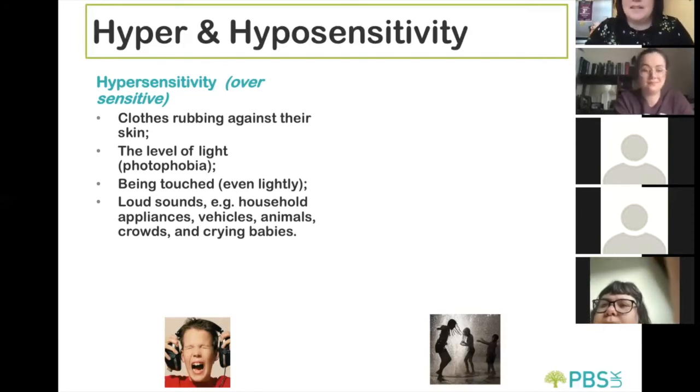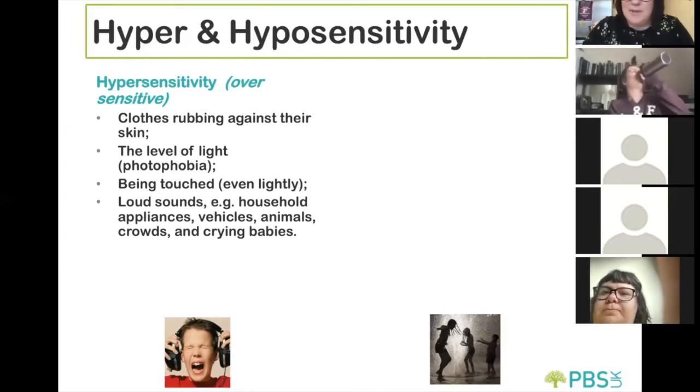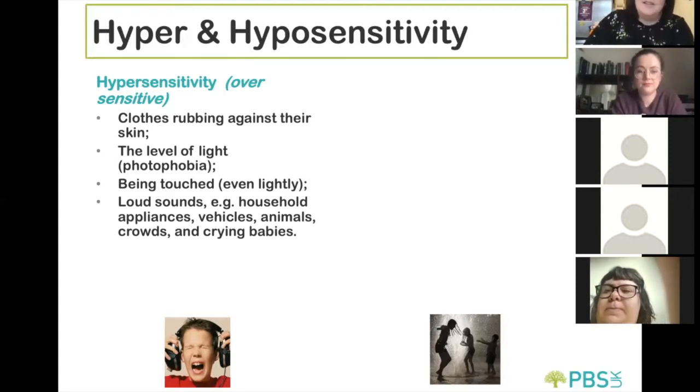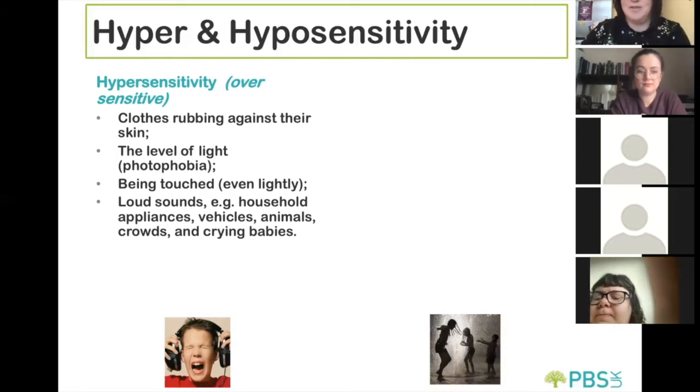So even light touch, for someone who's oversensitive, could be painful and really difficult. And sounds as well. Household appliances, vehicles, animals, crowds, crying babies. All of those things could be experienced in a painful and uncomfortable way for someone who's oversensitive.